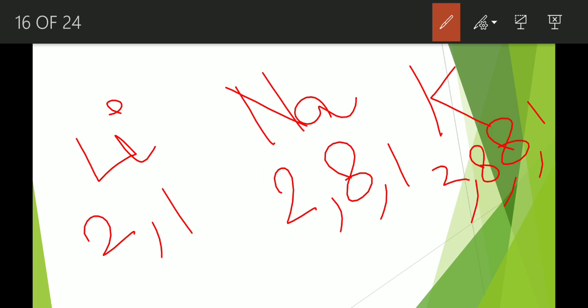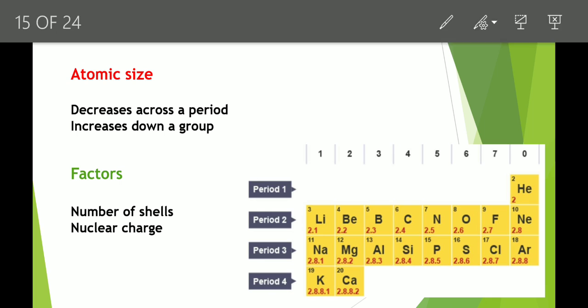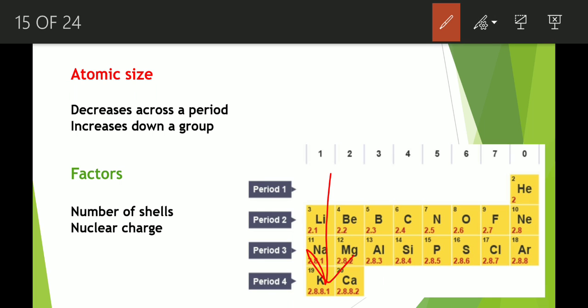See, the more we go down the group, from top to down, the number of shells is increasing. In case of lithium, it's 2. In case of sodium, it's 3. In case of potassium, it's 4. So, the number of shells goes on increasing down the group. That's why the atomic size also increases down the group. At the same time, the nuclear charge also increases down the group.